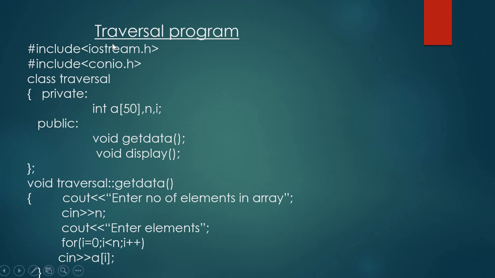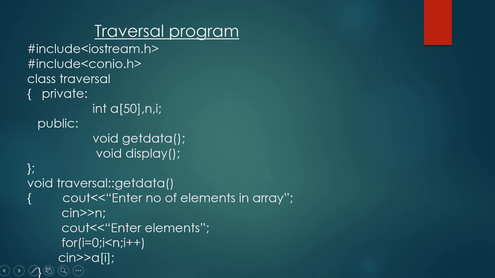Then how can you write the traversal program? See, #include iostream.h, #include conio.h, class traversal. The private data members are one array, maximum elements 50, then n is the number of elements in the array, i is one variable, then two functions, getdata and display. In getdata, we are reading the number of elements in the array, that is n, then the elements of the array. How can you read the elements of the array? We need one for loop, then for i is equal to 0, i less than n, i plus plus.